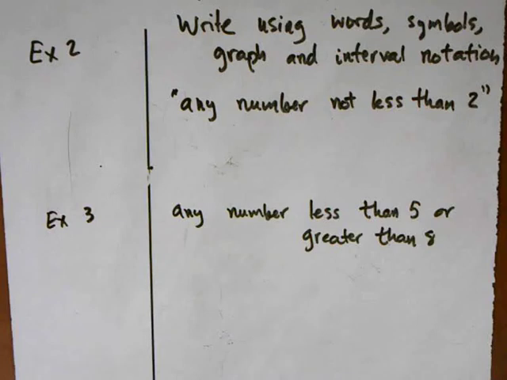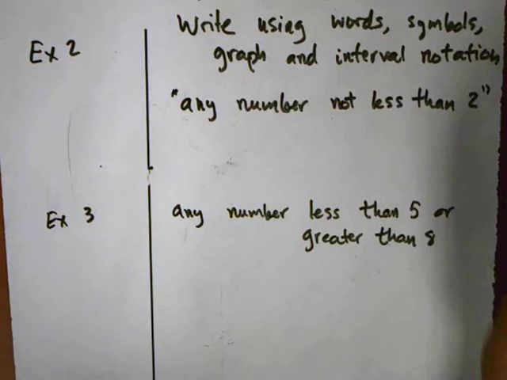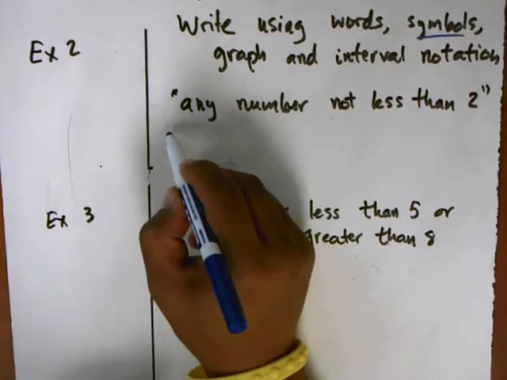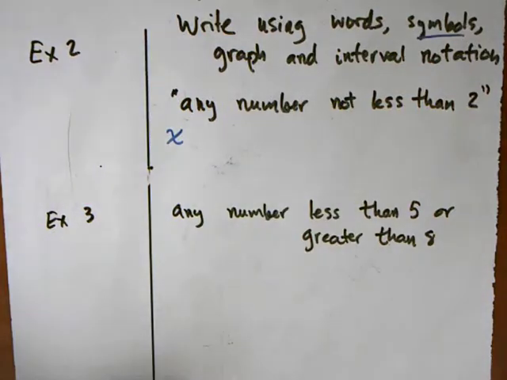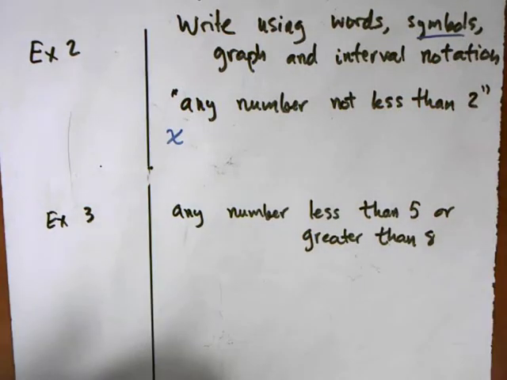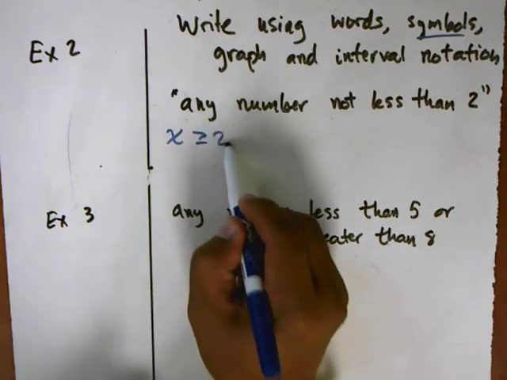So again, you should really hit the pause button, see if you can do this by yourself, and then hit play again. Okay? So here we go. Let's do this using symbols. So we're going to use x as our variable. So in this case, x not less than 2, which means that it could be 2 or it could be greater than 2, but it cannot be less than 2. So that means it's going to be greater than or equal to 2.